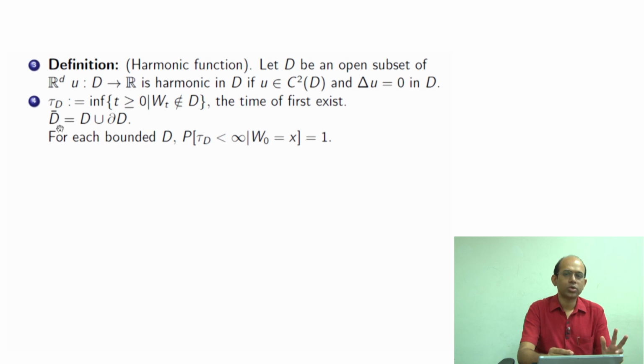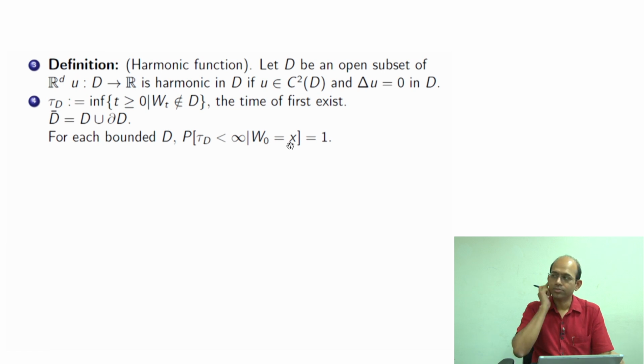Now, we consider the closure of D, which we write as D closure, and that is equal to D union the boundary of D. So, that is the boundary we have. Okay. D closure is equal to D union boundary of D. For each bounded domain D, the probability that the stopping time is finite is equal to 1, no matter where the Brownian motion starts. Okay. So, if the Brownian motion starts from a point which is outside the domain, then of course tau_D would be 0 because it is already outside.